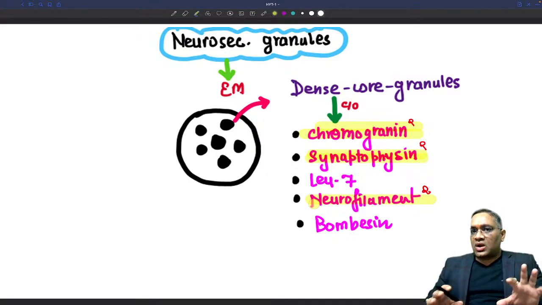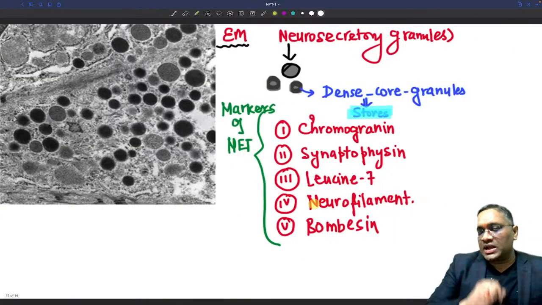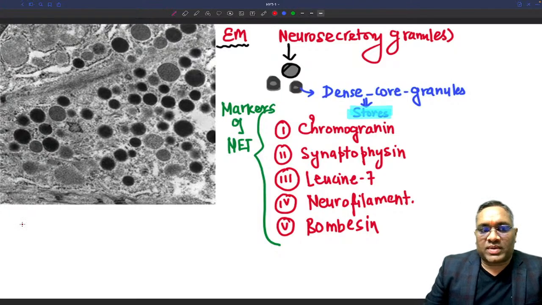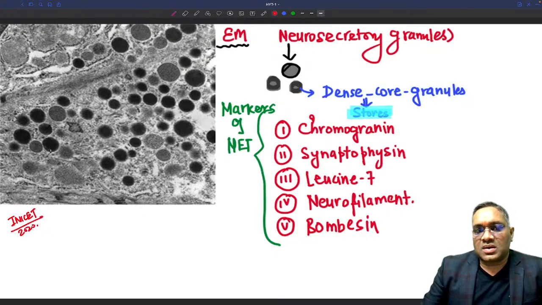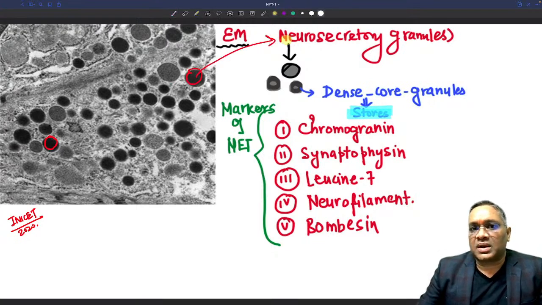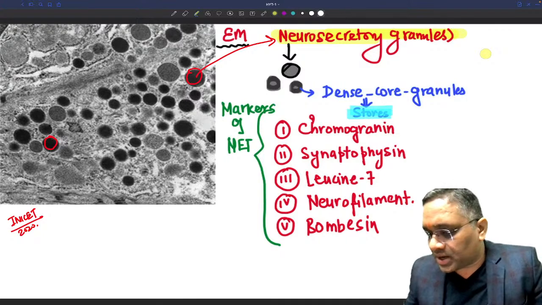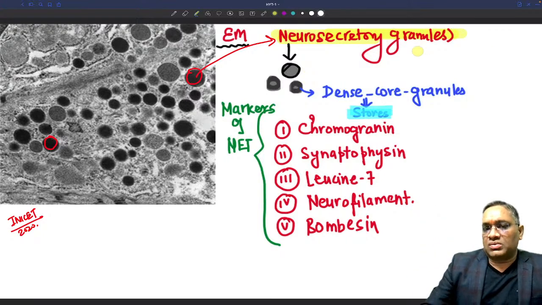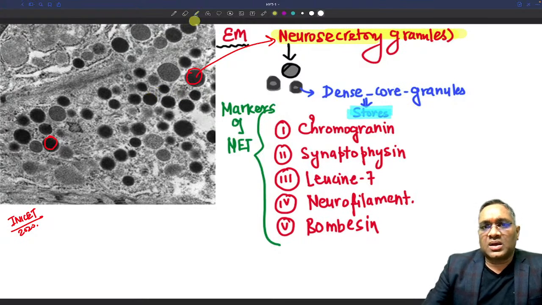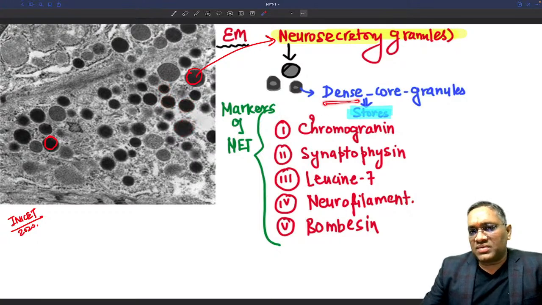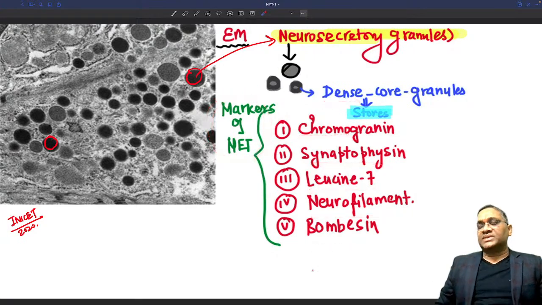So you got this point. This is how you are going to see neurosecretory granules. Now I will show you the electron microscopy. This came in the INI-SET exam in 2020. What is true about this? The answer was neurosecretory granule. Simple. Electron microscopy of lung cancer is shown here. So neurosecretory granules are there and they will have dense core granules. All these dark structures you are looking at here are neurosecretory granules. And they will have the markers of neuroendocrine tumor: chromogranin, synaptophysin, leu, neurofilament, bombesin, as I have told you, right?